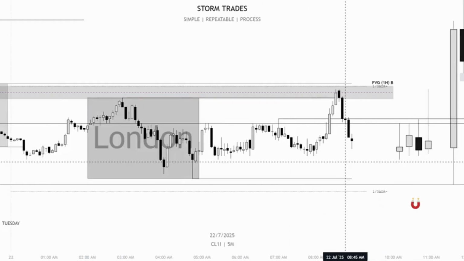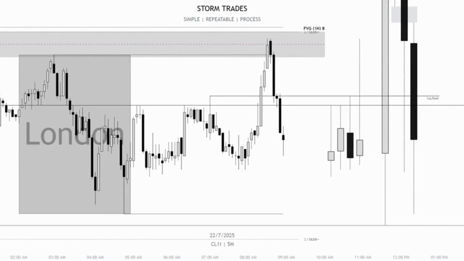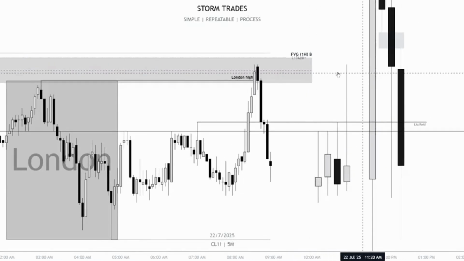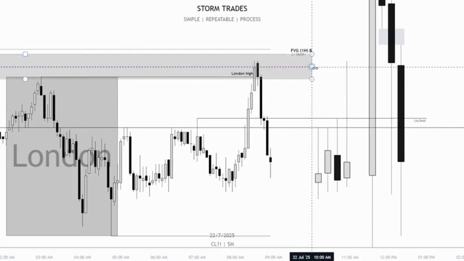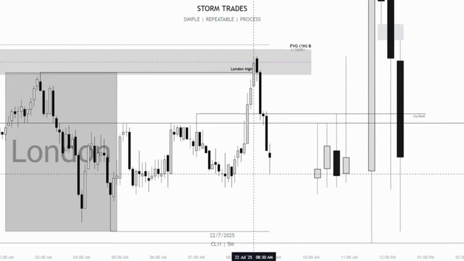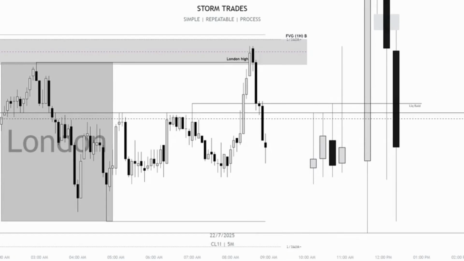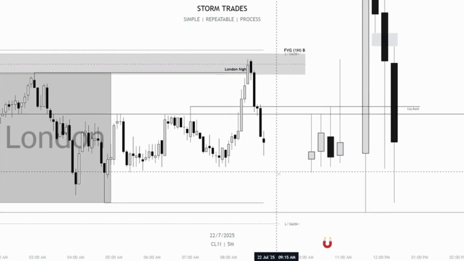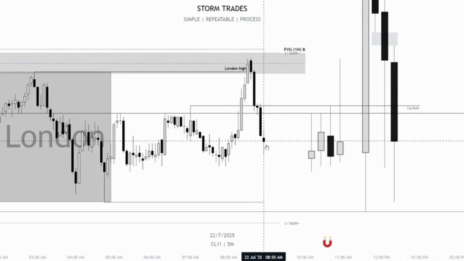All right, now on the execution time frame, I am looking for a sweep of liquidity. In this case, a sweep of the London high into a bearish hourly fair value gap. Okay, that's my hourly POI. And now I'm looking for the change in the state of delivery, right? How do I find that? I'm looking for the candle or series of up close candles, in this case, because we're looking for a bearish move, that took the liquidity.